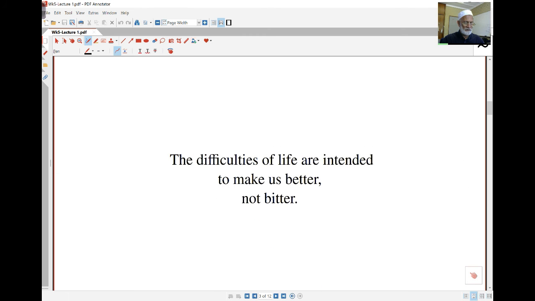First of all, a little bit of philosophy for the day. The difficulties of life are meant to make us better, not bitter. So always remember that they're there to make you better, not bitter. So don't turn hard against life. Life will treat you the way it wants to. It's how you respond to that that matters.